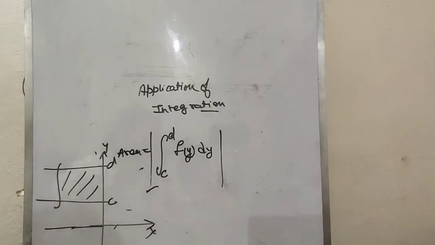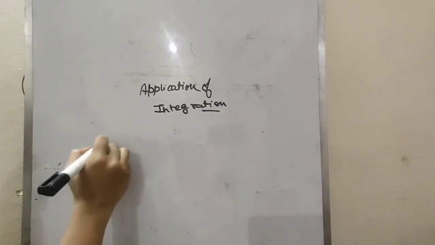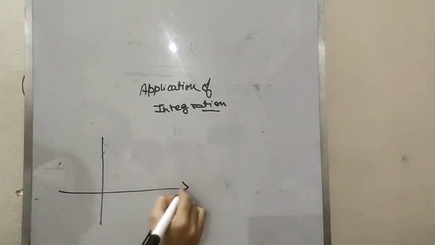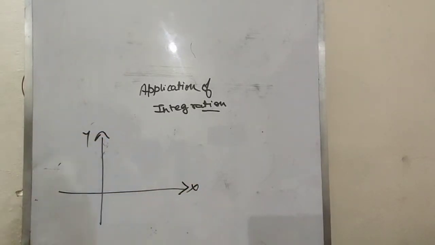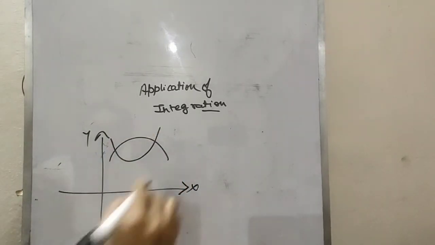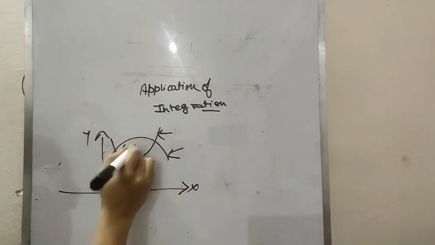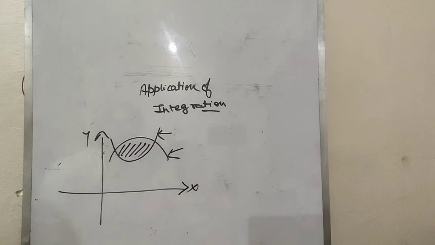Okay, so now coming to the next point, when we need to find the area between two curves. For example, this is my x-axis and this is my y-axis, and I have a curve something like this. So this is my first curve and this is my second curve, and I need to find the area in between them, that is, the common region.